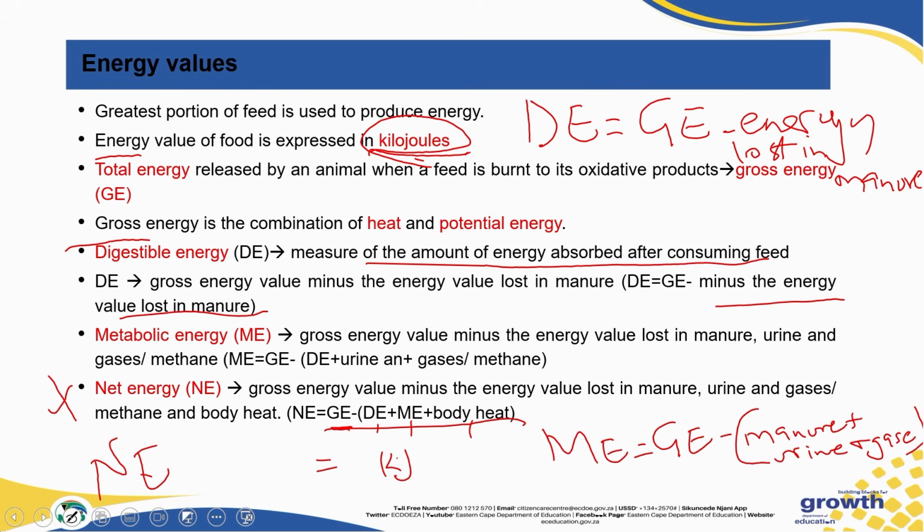So you will listen to the question, you will be given these values, but what you must know, you minus all these energies from that total energy that has been produced when an animal digests feed into its oxidative products. Here is an activity. I will just read the activity and I will only read the answers. The schematic representation below indicates the energy flow of maize meal that was fed to a pregnant farm animal.